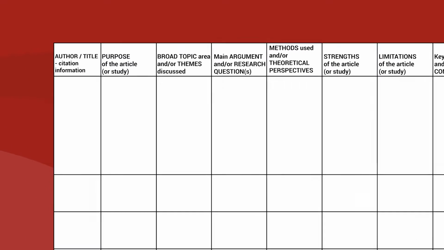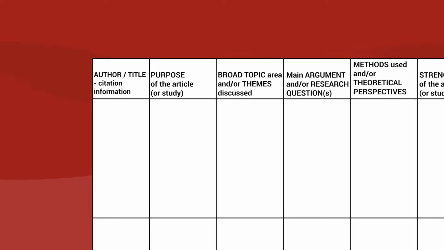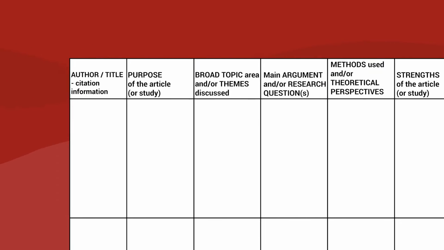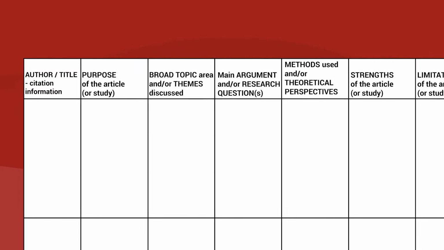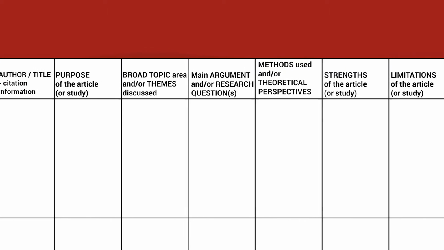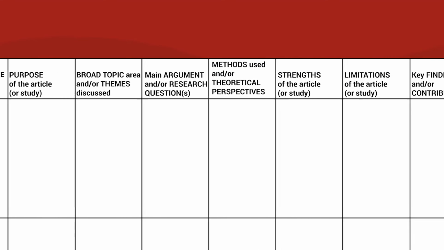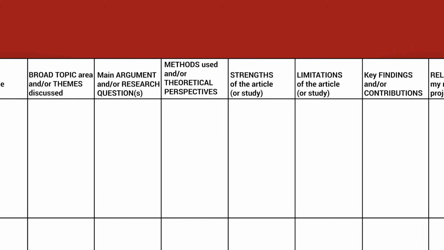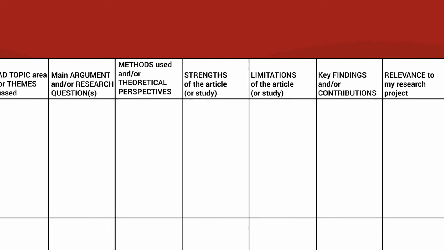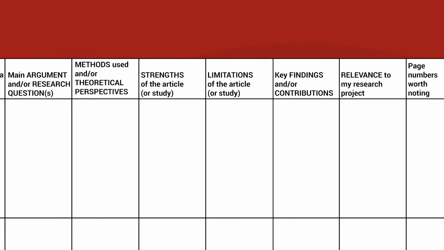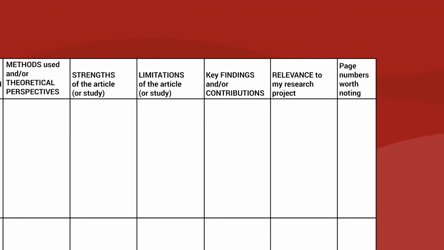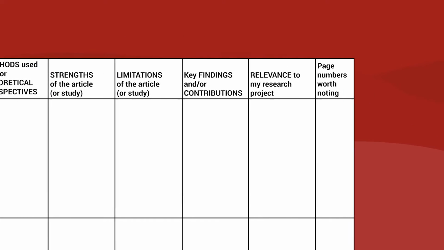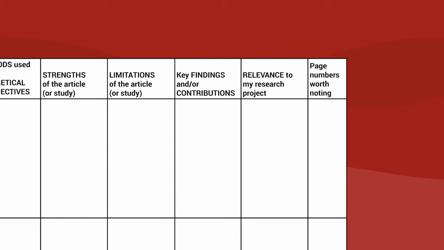Moving from left to right, beginning with 1. Author and title and any relevant citation information. 2. The purpose of the article or study. 3. Broad topics or themes. 4. The main argument or research questions. 5. The methods or theoretical perspectives used. 6. Strengths. 7. Limitations. 8. Key findings or contributions. 9. The relevance to your own research or purpose. And lastly, column 10, the page numbers worth noting so you can check back easily.